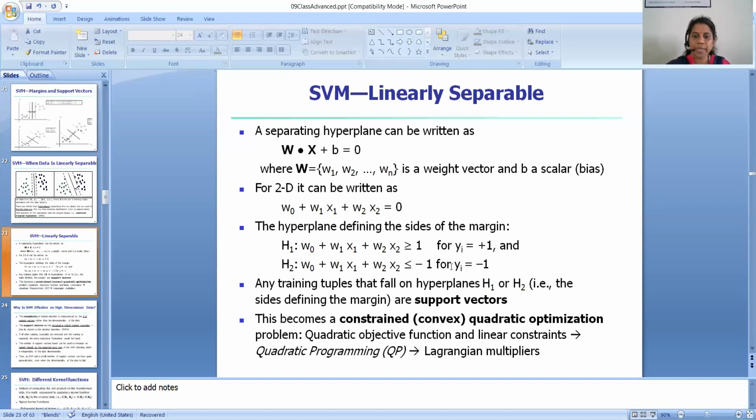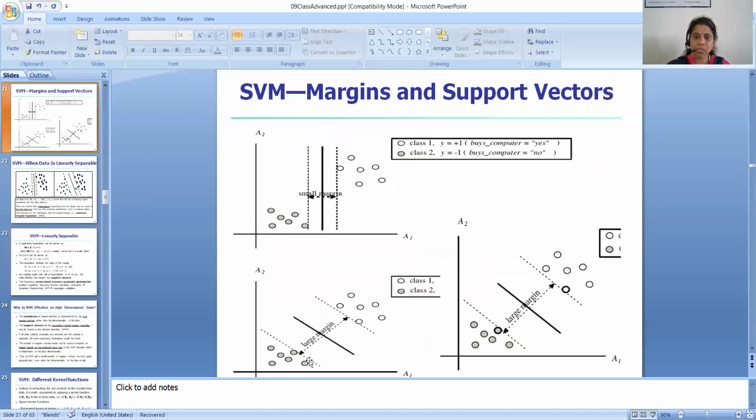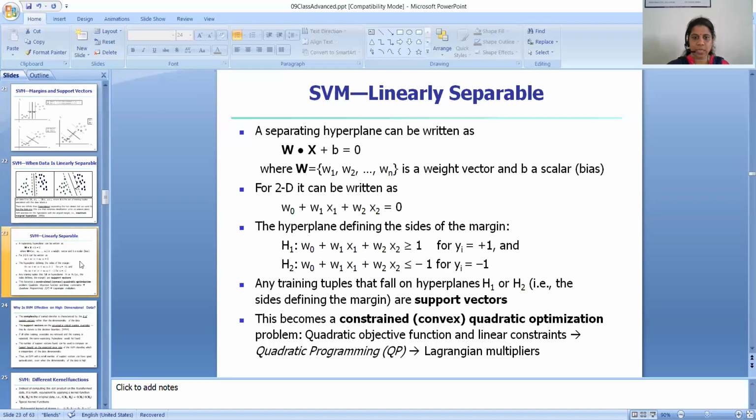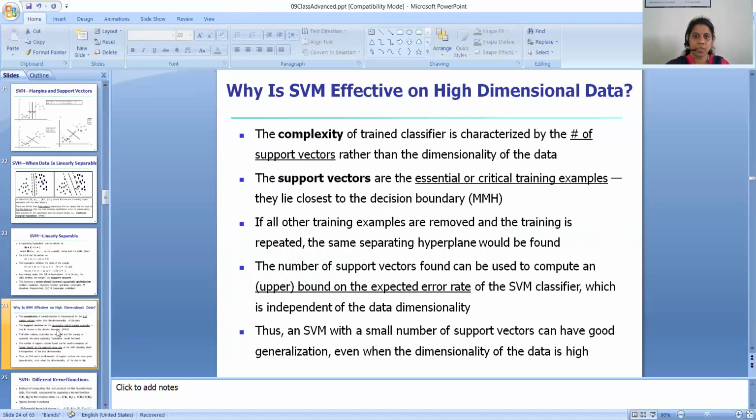Any training tuples that fall on the hyperplane H1 or H2, that is, the sides defining the margin, are support vectors. That's what we told. Any tuple that falls on this margin, for example these two on this side, is called a support vector, as I explained. So this becomes a constrained quadratic optimization problem: a quadratic objective function and linear constraints, using which we can define the things.